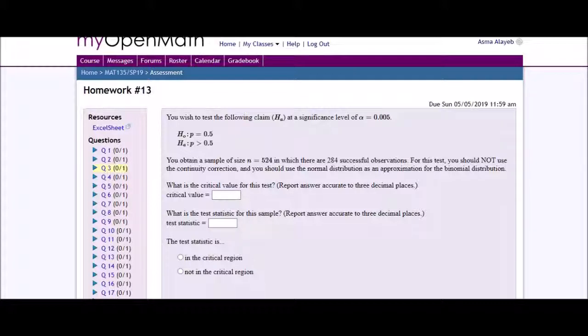And we want to find the test statistic. We would like to see if the test statistic is inside the critical region or outside the critical region, and we will make a decision based on that. So let's start by finding the critical value.